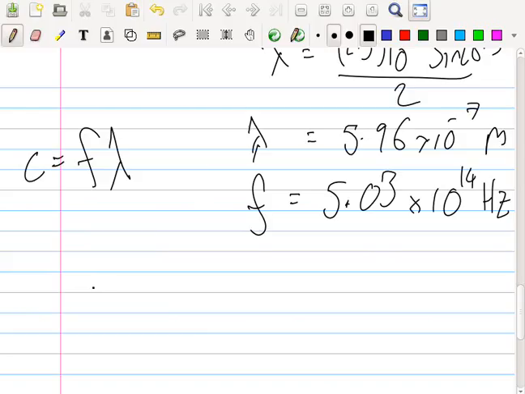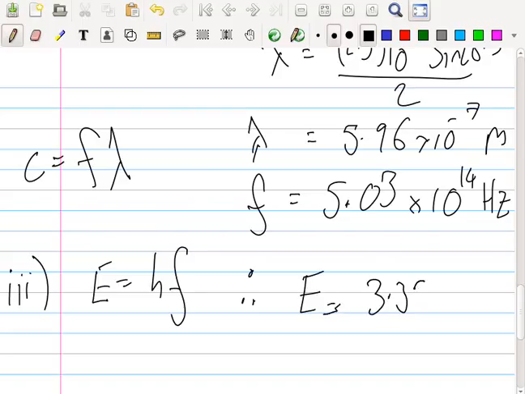Well, first we should find the energy. So energy equals hf. Do we know the h? We do. And do we know the f? Yeah, so we get the energy equals 3.35 times 10 to the minus 19. Now, the problem is, in our diagram at the start, what are the units? Electron volts, aren't they? So if I change this to electron volts, I get 2.1 electron volts.